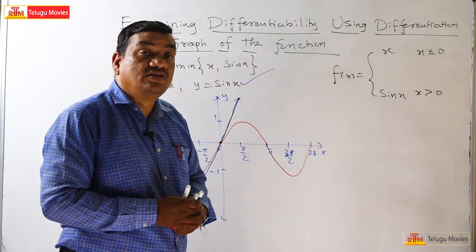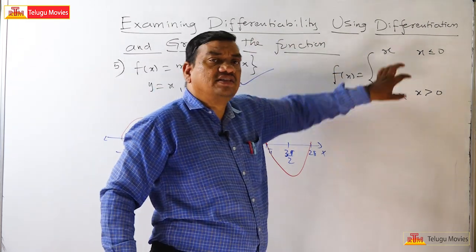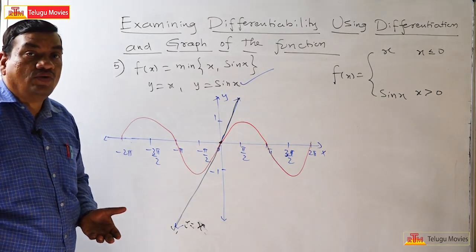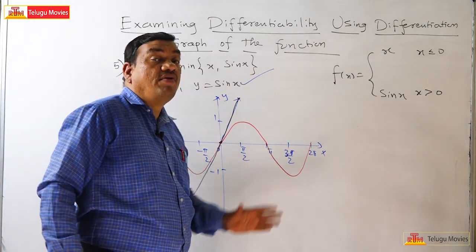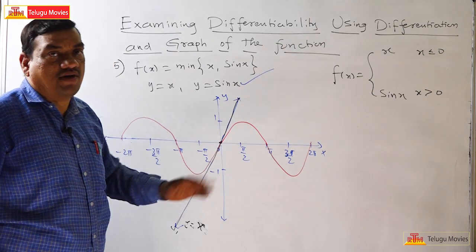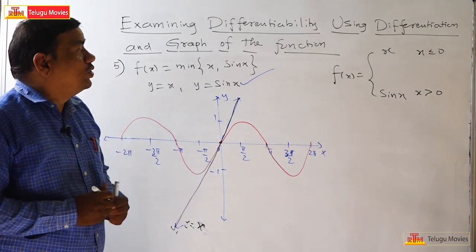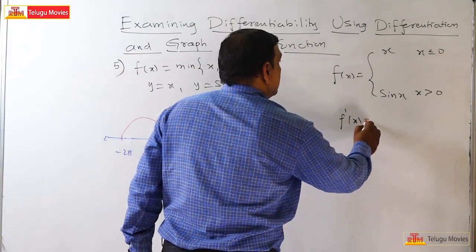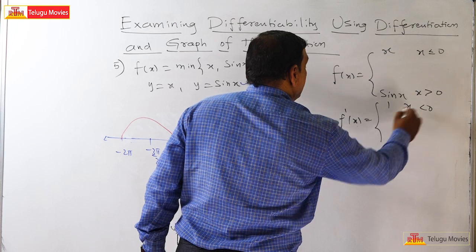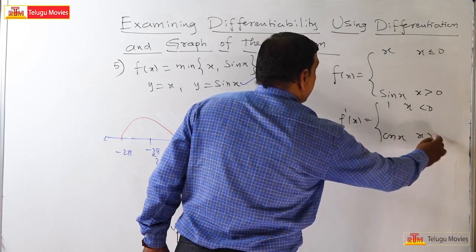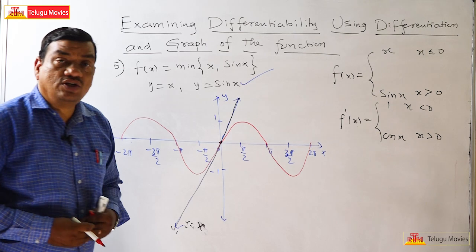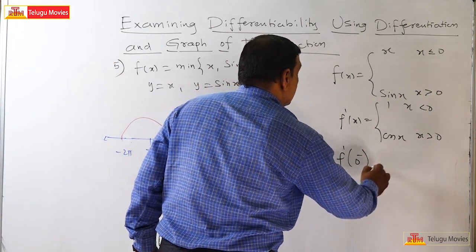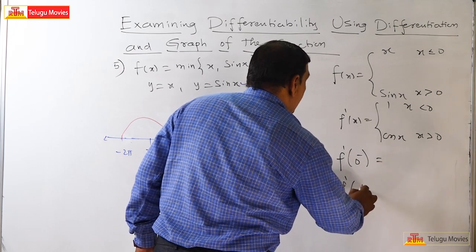So in examinations, if it is given like this, everybody can do. If it is given like minimum of, maximum of, then we have to draw the graph and take the inference from the graph. Okay now, let us do differentiation for this problem. So what is f dash of x? It is equal to 1 if x less than 0, cos x if x greater than 0. Now at x is equal to 0, find out the left hand side derivative, f dash of 0 minus, and the right hand side, f dash of 0 plus.